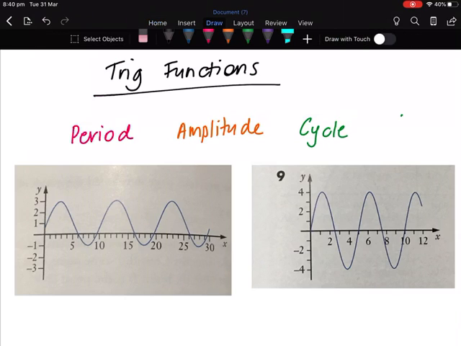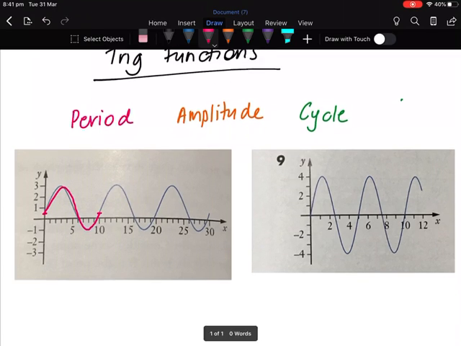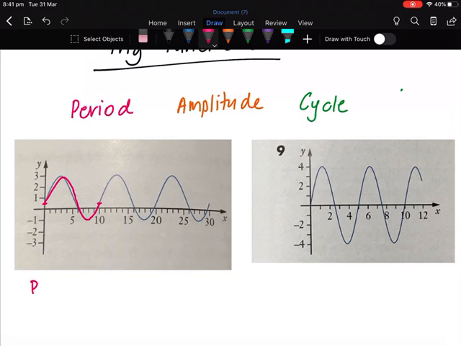All right, so if we have a look here, you can see the graph starts here, and then we're looking until it gets back to that point. So what we're looking for is how long does it take to complete that complete cycle. So for this, we would say the period is 10. Okay, so the period is the length of time it takes to complete one cycle.